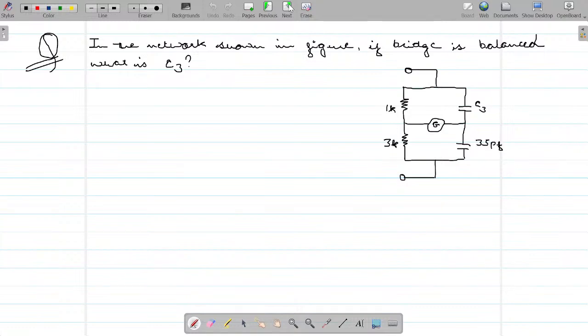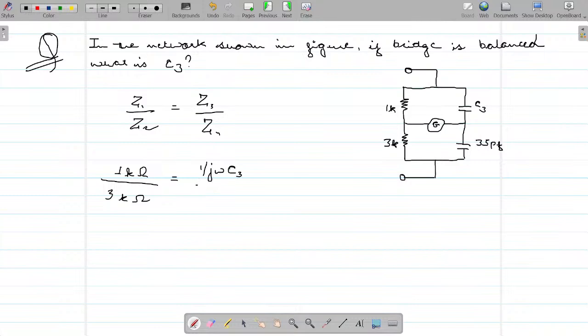Very easy question. What did we learn? In a balanced bridge, Z1 upon Z2 is equal to Z3 upon Z4. Z1 is given to you as 1 kilo ohm. Z2 is given to you as 3 kilo ohm. What is the impedance in case of capacitance? It is 1 upon j omega C. So Z3 is 1 upon j omega C3 upon Z4, which is 1 upon j omega. What is the value of C3?